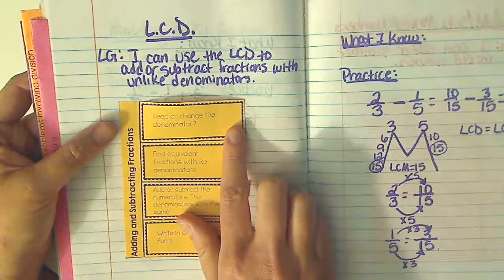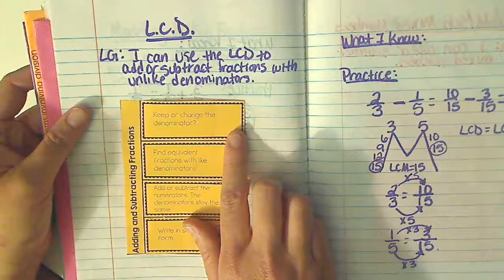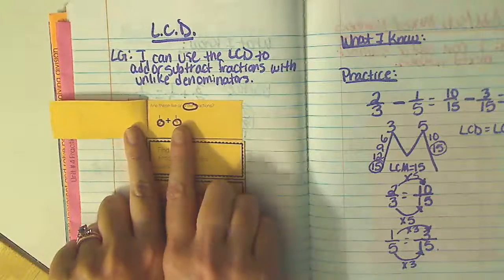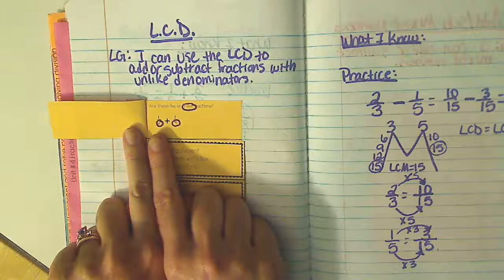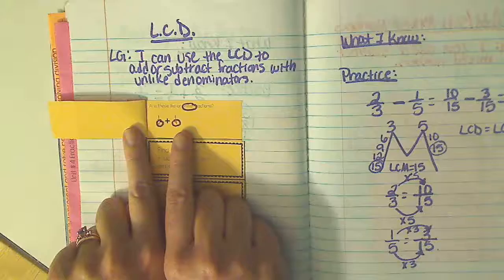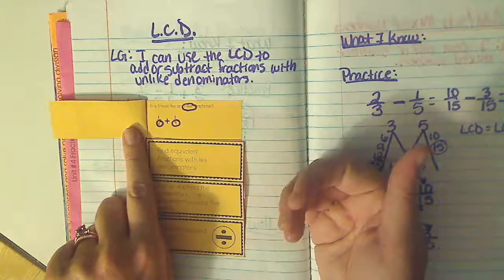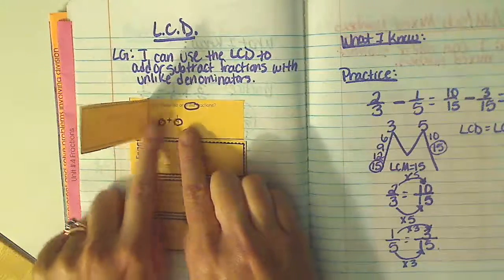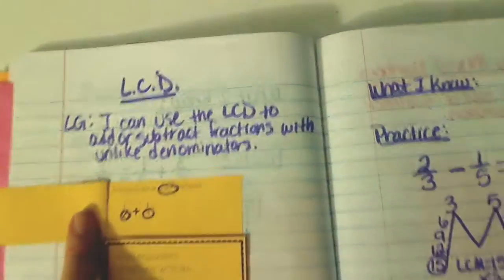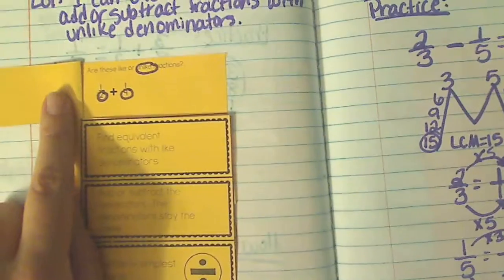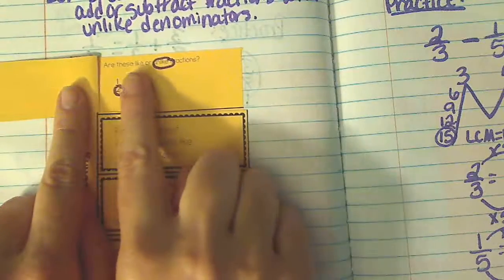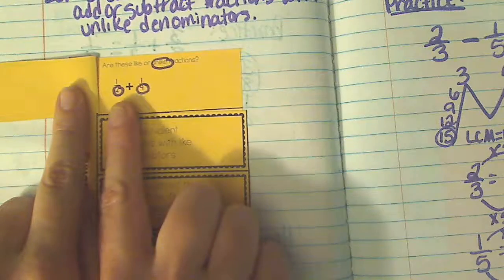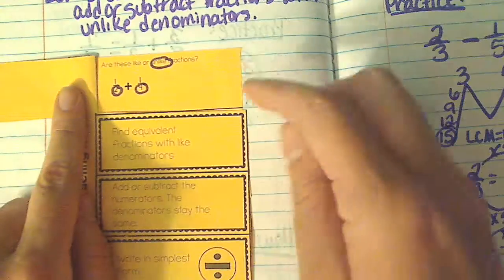The first step is that we have to ask ourselves, are we going to keep or change the denominator? So in this problem here, the question was 1/2 plus 1/4, and we ask, are these like or unlike fractions? And we can see they are unlike because they have different denominators. Let me go in. That's kind of hard for you to see. I apologize. There you go. So we can see, are these fractions like or unlike fractions? And they are unlike because one is a half and one is a fourth.